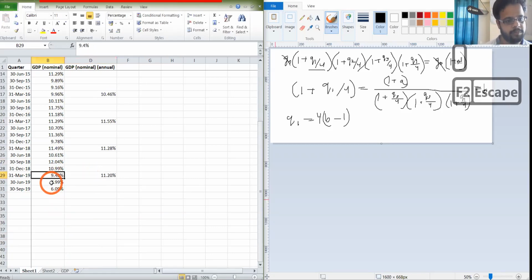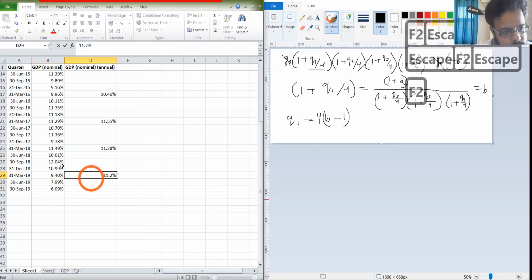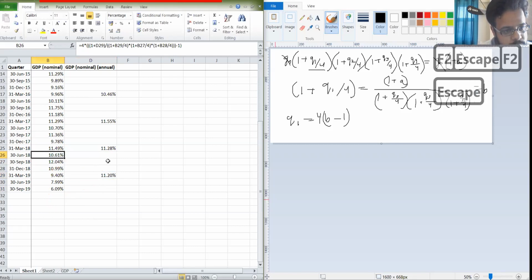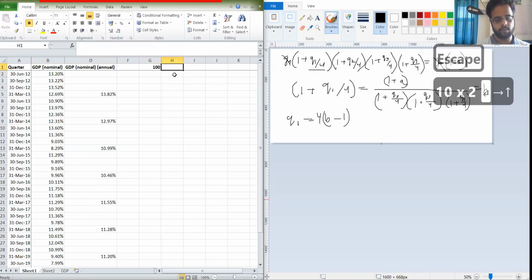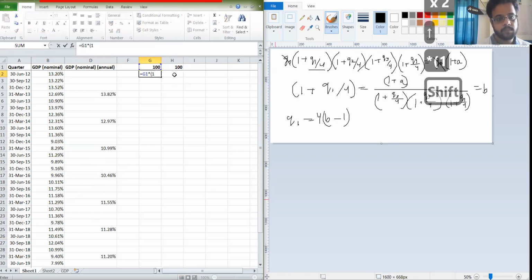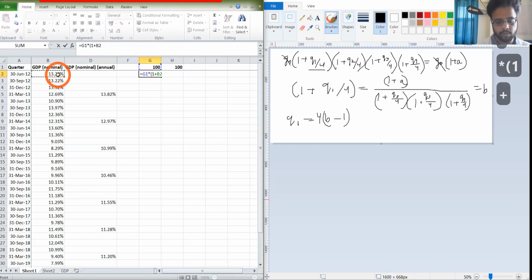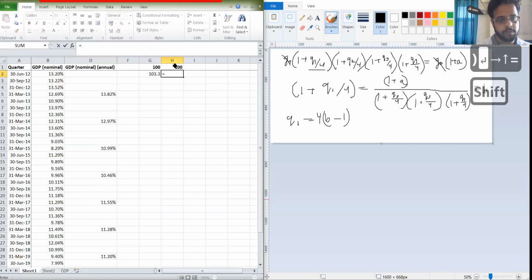So now my quarterly values will give the same result. This I cannot adjust, so I'll take it at face value. Now just for a sanity check, I want to see whether my quarterly values and my annual values are giving the same results. So this is a quarterly value, hence I'll divide it by 4. This is a nominal, this is an annual value, hence I will not divide it by 4.